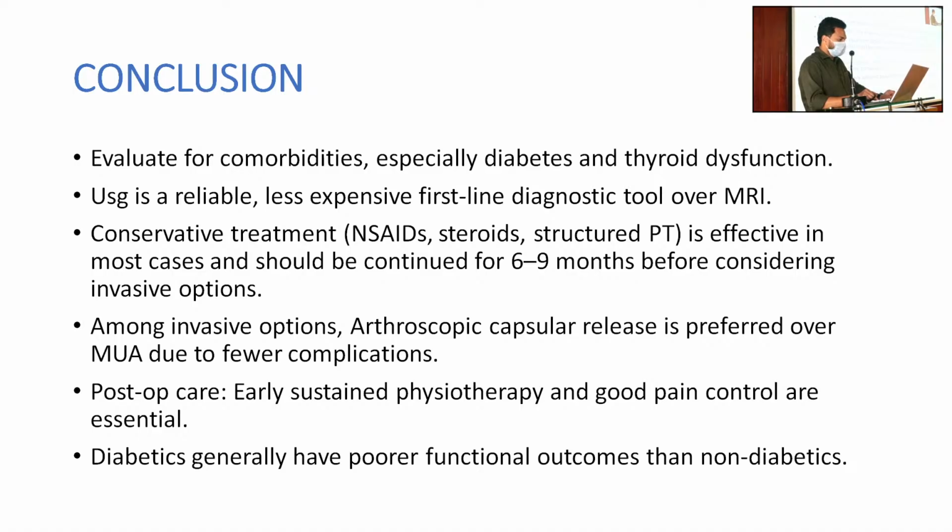Conclusion: evaluate for comorbidities, especially diabetes and thyroid dysfunction. Ultrasound is a reliable, less expensive first-line diagnostic tool over MRI. Conservative treatment with NSAIDs, steroids, and structured physiotherapy is effective in most cases and should be continued for 6 to 9 months before considering invasive options. Among invasive options, arthroscopic capsular release is preferred over manipulation under anesthesia due to fewer complications. Post-op, early sustained physiotherapy and good pain control are essential, and diabetics generally have poorer functional outcomes than non-diabetics.